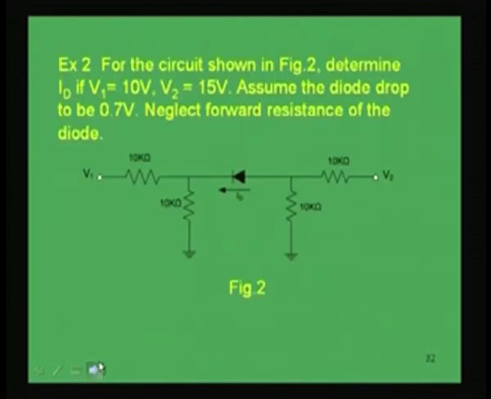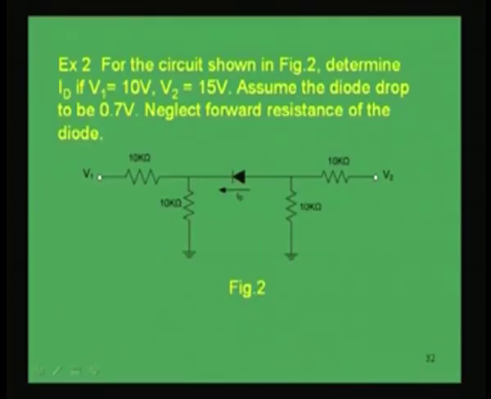Now, let us do another example, try to solve this problem. In the circuit shown in figure 2, determine the current ID, the current which flows through this diode, if the voltage V1 is given as 10 volt, V2 is given as 15 volt, and assume the diode drop to be 0.7 volt. That means here also you use the constant voltage drop model, because you have to neglect the forward resistance of the diode. In this circuit we have to find out ID. First of all we have to examine what voltage is being applied across the 2 points of the diode. This is P, this is N.